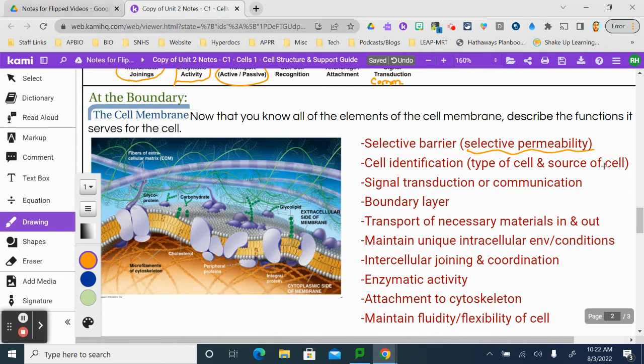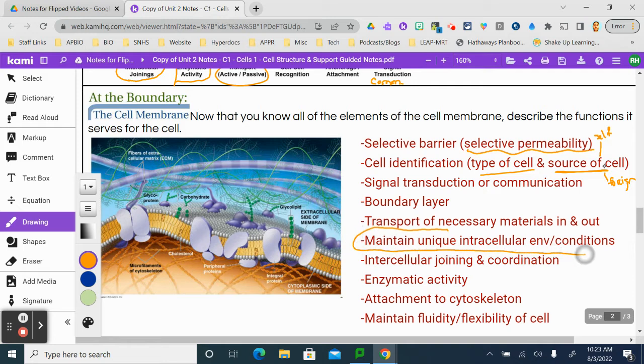Cell identification we talked about, not only the type of cell, but also the source of the cell. Remember, the source of the cell, we're talking about either self cells or foreign cells. We just talked about that with the marker proteins. Signal transduction and communication. It is a very, very important boundary layer. It allows the transport of necessary materials in and out. You don't want to allow everything into the cell. You want to be somewhat selective. This is an important one here.